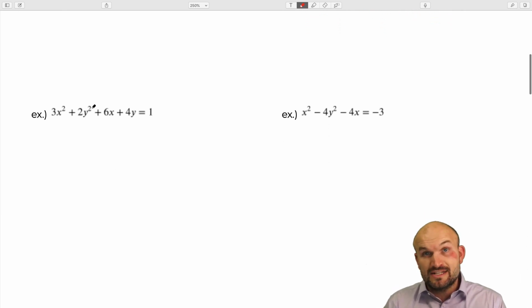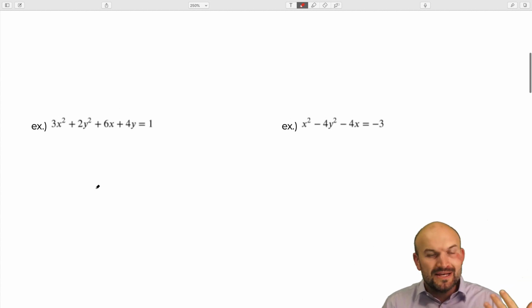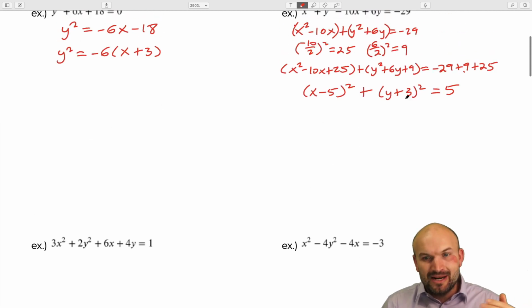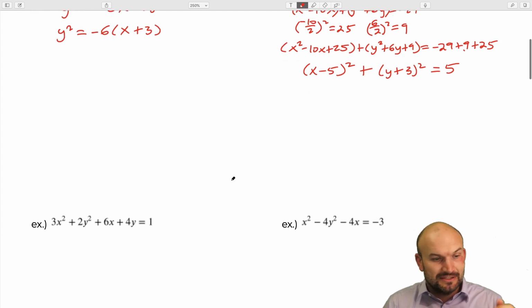Here I have an x squared and a y squared, so I know it's not a parabola, but my coefficients are not the same, right? And we're adding here. So my coefficients are not the same, and since we're adding, I know this is going to be an ellipse. That might not be apparent to you. So let's go ahead and complete the square. But I want you to see how the x squared and the y squared have the same scalar, technically.